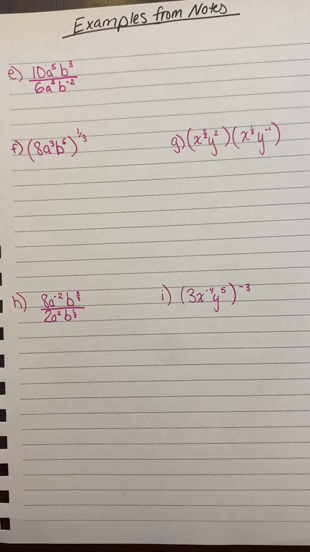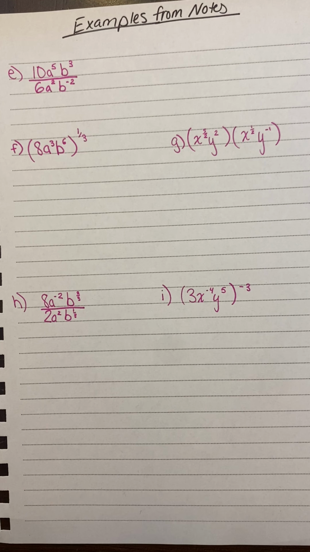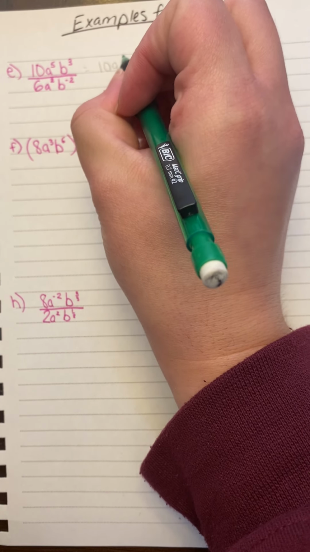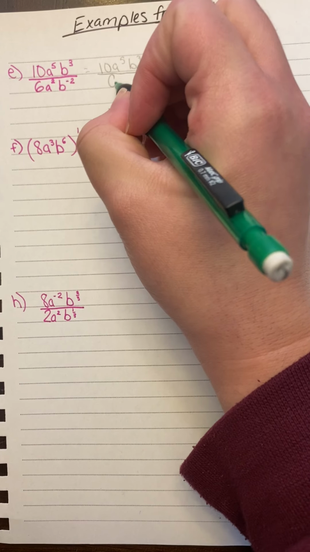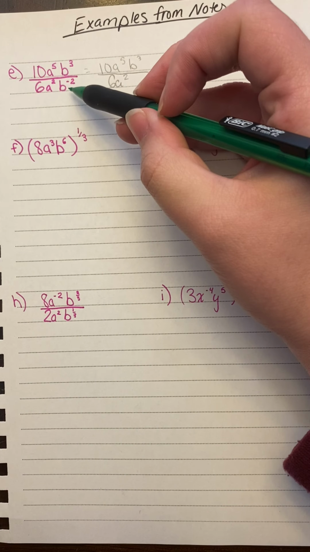So I'm just going to go through the examples from the applying the exponent laws notes, okay? I'm going to start with E, which is 10a^5 b^3 over 6a^2 b^-2. The first thing I see here is my negative exponent. Now I want to change that and make it positive. So I'm going to go 10a^5 b^3. Those are all positives, right? Keep them there. 6a squared. But now my b has a negative 2.